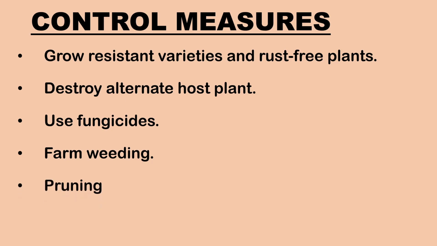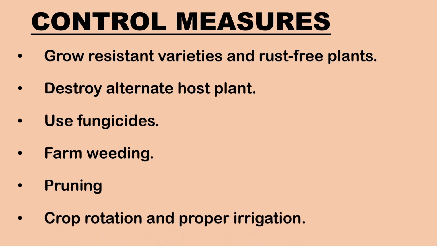Pruning helps enhance air circulation and thus prevents moisture accumulation on leaves. Rotation of crops may prove useful in some cases. Proper irrigation at proper intervals will reduce infection. High humidity favors the germination of rust spores. So today we have learnt in detail about rust disease.